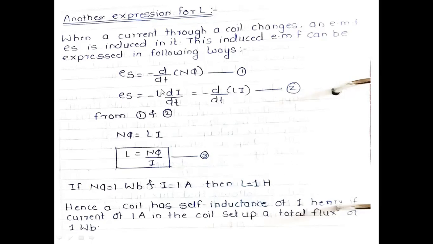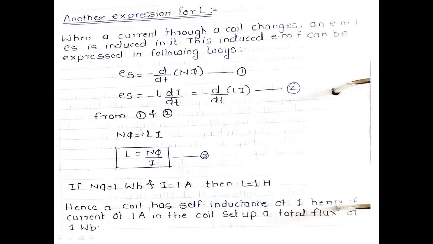The LHS is the same in both, so equating the RHS of both, d by dt will get cancelled. We can write n phi equal to IL directly. So n phi equal to IL we have written here now. IL or LI are both the same.